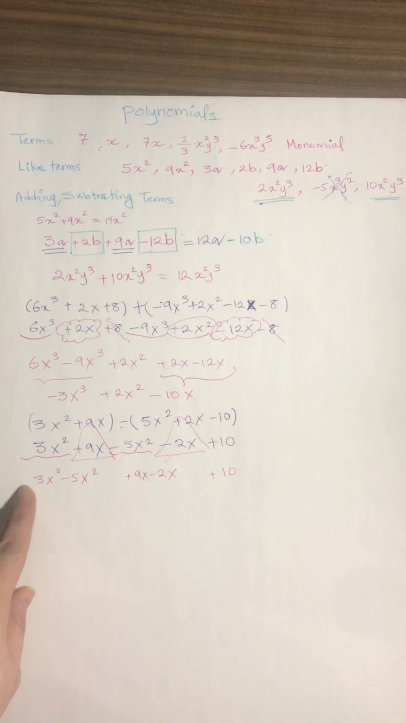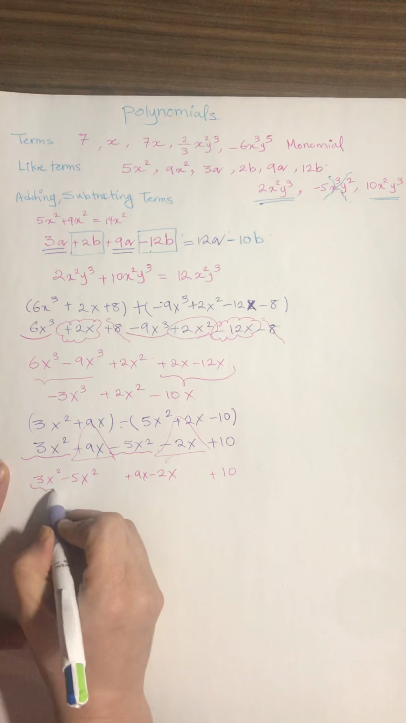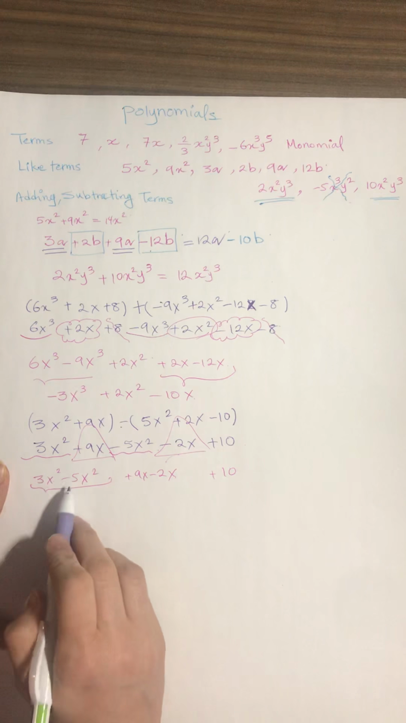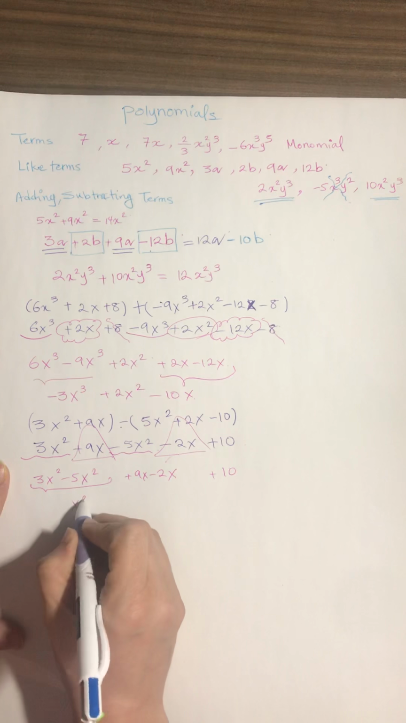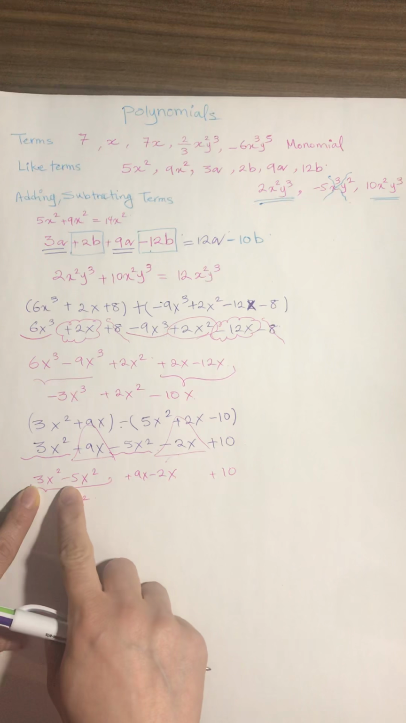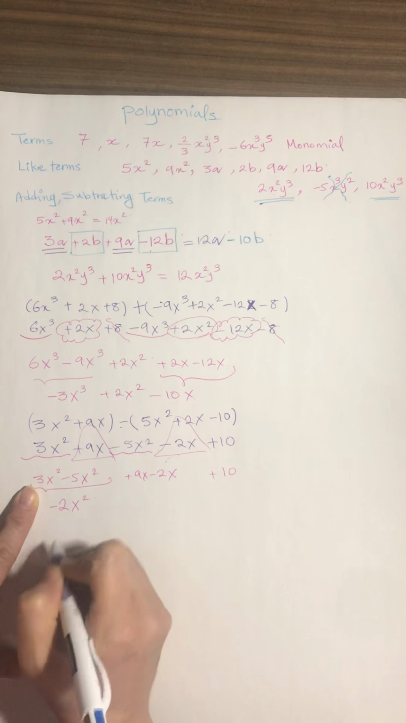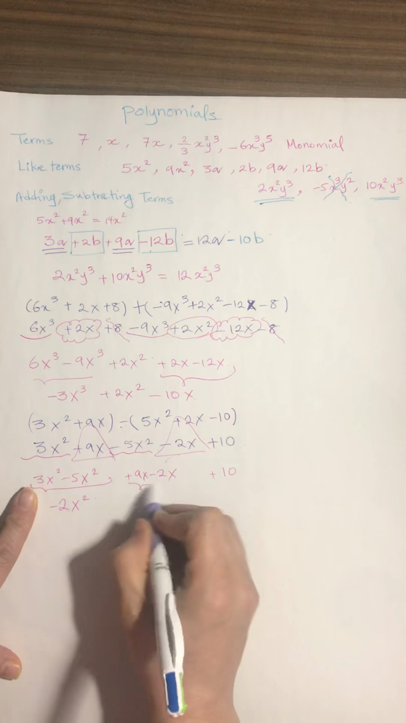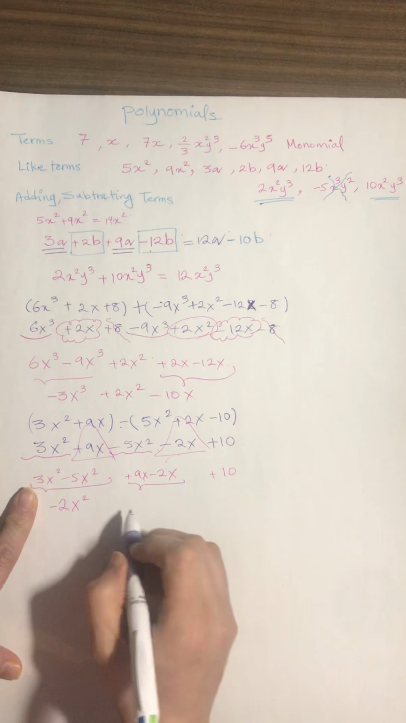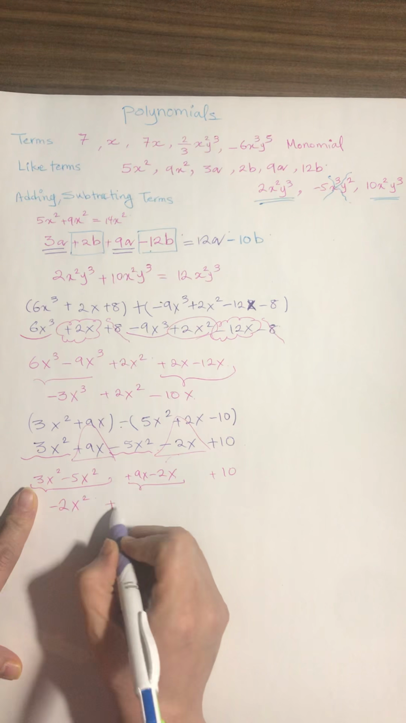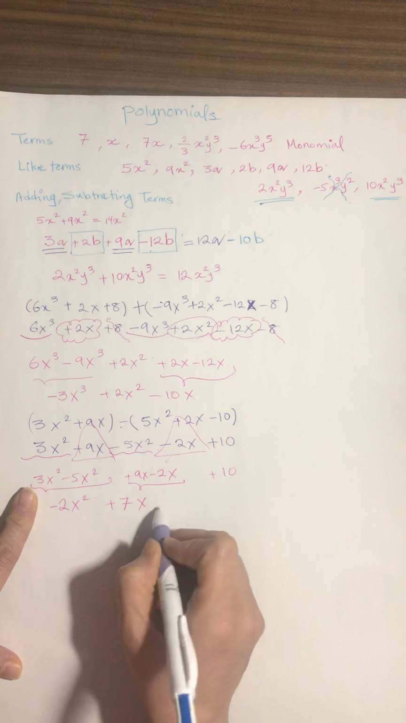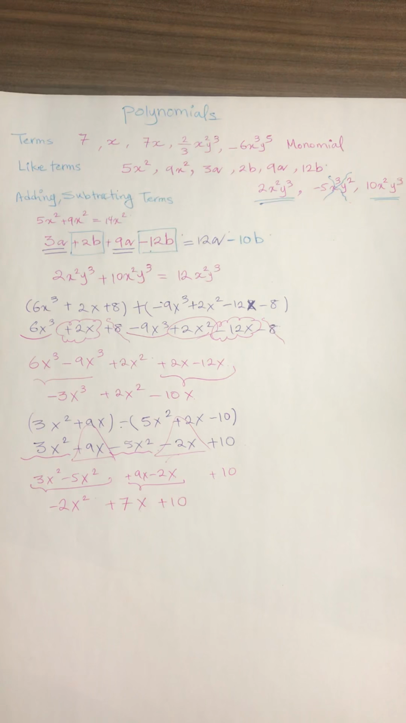I first opened the brackets, I rearranged so that the like terms are sitting together, and now I perform the operation. What is 3x² minus 5x²? Well, we're talking x²s. So I just deal with the numerical values. 3 minus 5 is minus 2, so minus 2x². What about plus 9x minus 2x? That's gonna be plus 7x, and a little plus 10 just follows down there. This is how we subtract polynomials.